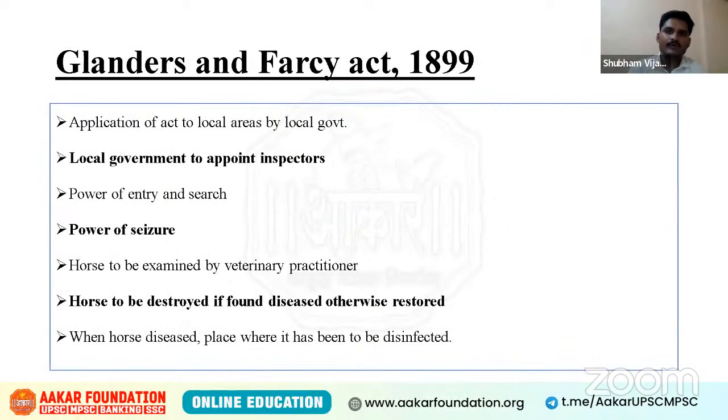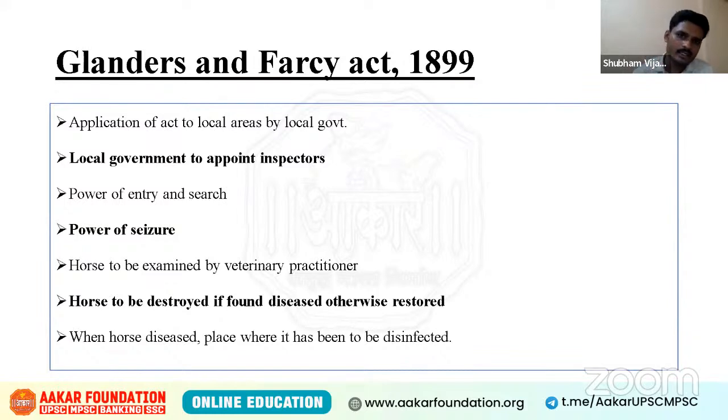Now the next act is the Glanders and Farcy Act, 1899. This is a very important one. Here also, first of all, application of the act to local areas by the local government. Then there is a power for the local government to appoint inspectors. There is a power for inspectors of entry and search, also seizure. Then a horse is to be examined by a veterinary practitioner only. If the horse is found diseased, then it has to be destroyed, otherwise restored. And where a horse is diseased, that place has to be disinfected.